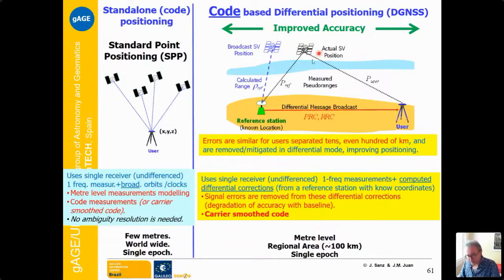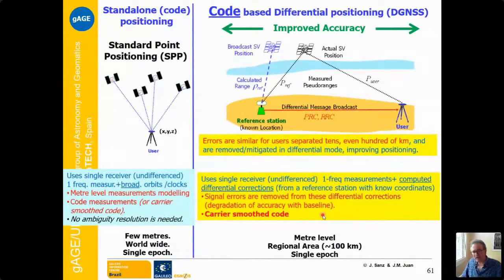In differential positioning, signal errors are removed using the differential corrections. We use a single receiver with a single frequency plus differential corrections computed from a station with known coordinates, or nearby. The errors are removed using this differential correction. There is a degradation of accuracy with the baseline, as we showed.